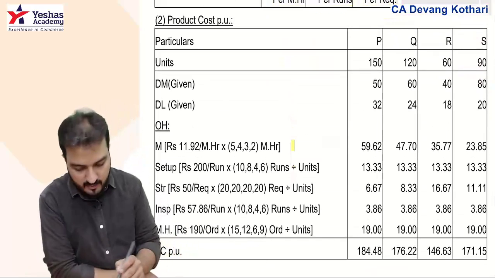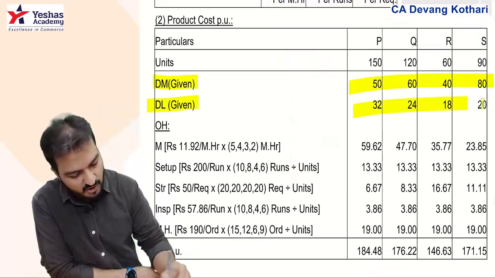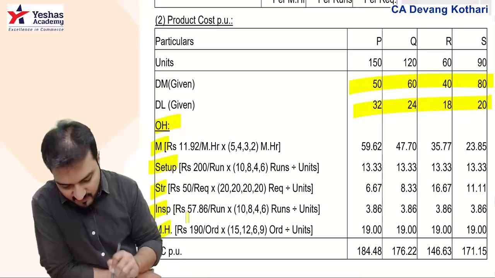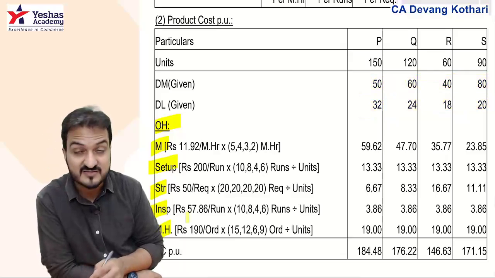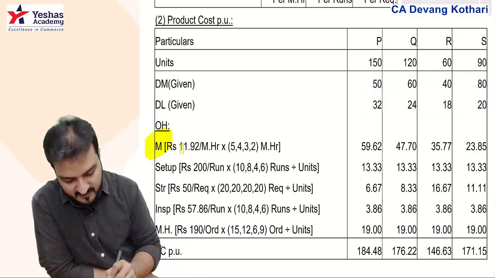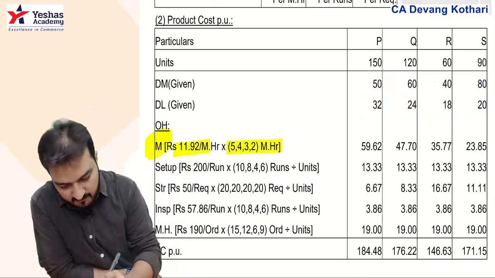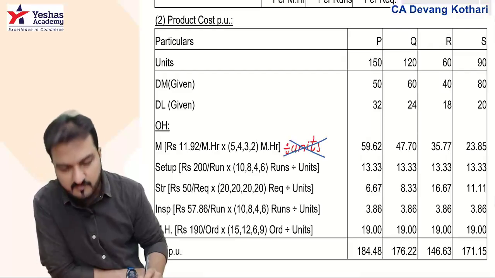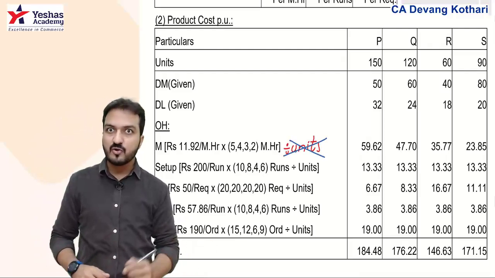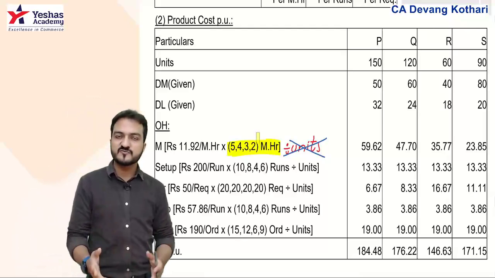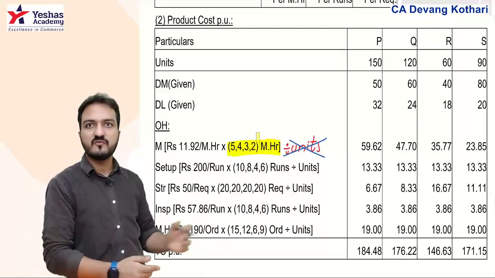Again, while finding product cost, direct material and direct labor are already given, but overheads are added under 5 categories there. In those 5 categories, first machine overheads, I take the rate multiplied by machine hours. Will I divide by units there? No. Why not? Because the machine hours that you have, 5432, are already machine hours for 1 unit only. You don't need to divide by units.